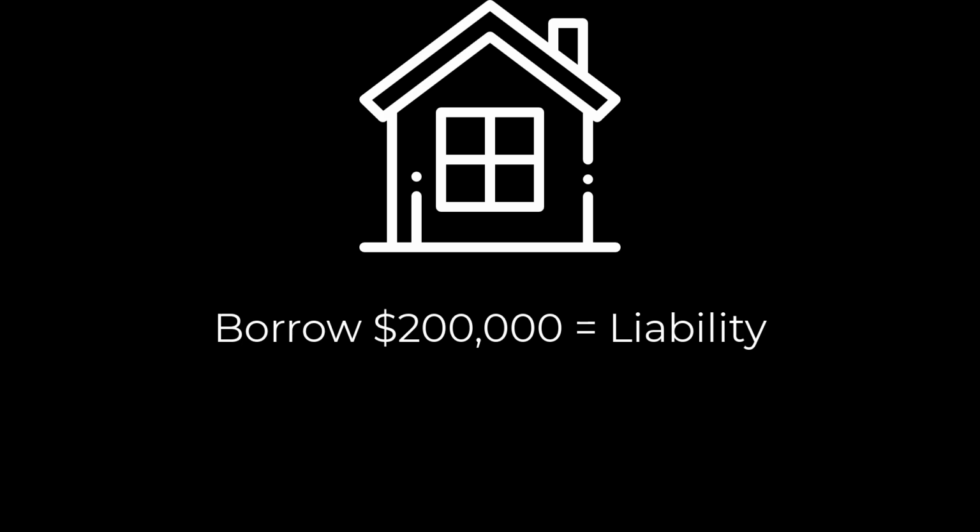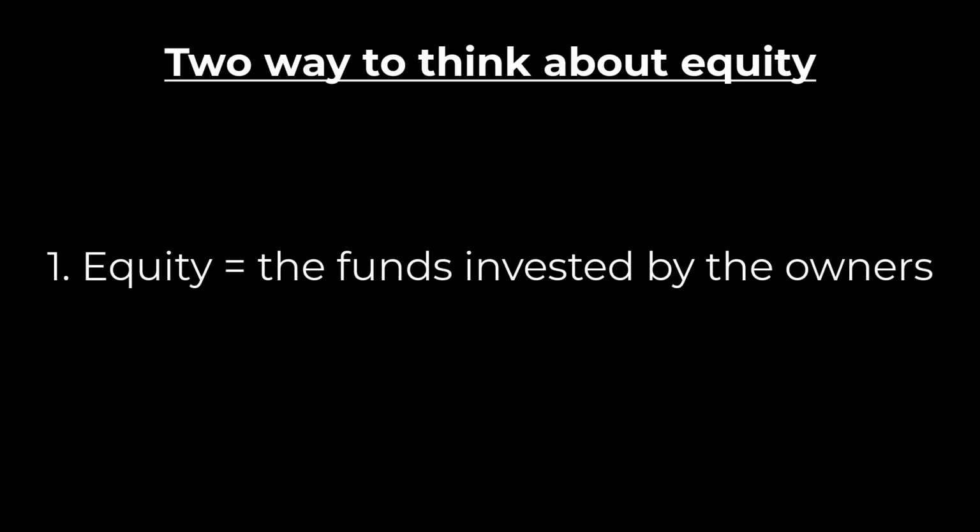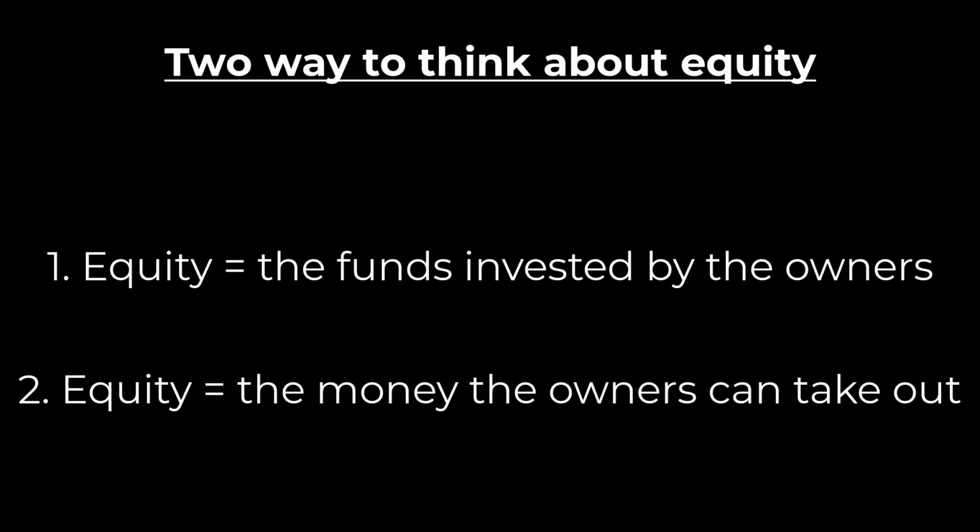It's very similar for buying a house. Say you wanted to buy a house for $300,000. The house is an asset. You borrowed $200,000 from the bank, that's a liability, and you put up $100,000 of your own money. That's equity. The second way to think about equity is that it is the money the owners can take out.